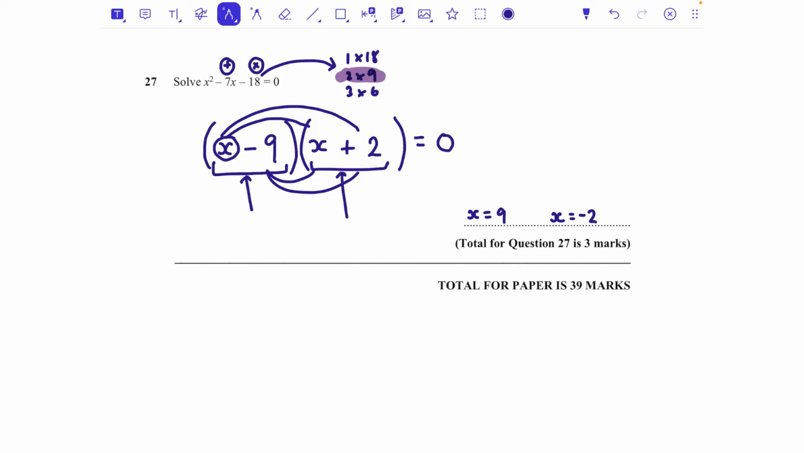Hopefully that made some sense, but that's very much grade 5, so quite tricky for the end of the paper there. Hopefully that made sense.